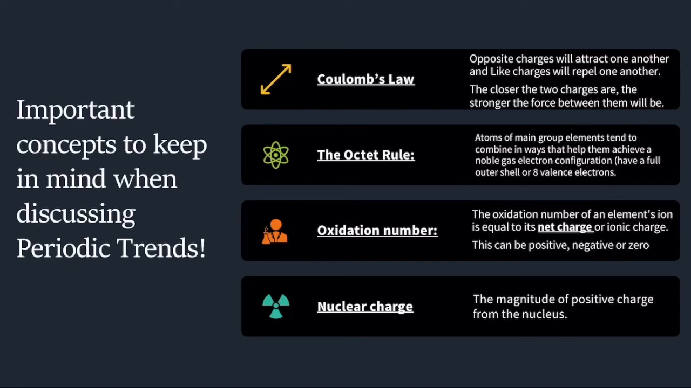Oxidation number. The oxidation number refers to the number of electrons that are either gained or lost by an element or an atom in a chemical reaction. Some elements will tend to lose electrons and some will tend to gain electrons in certain interactions. The oxidation number just describes how many electrons that particular atom gained or lost, and it can be positive, negative, or zero.